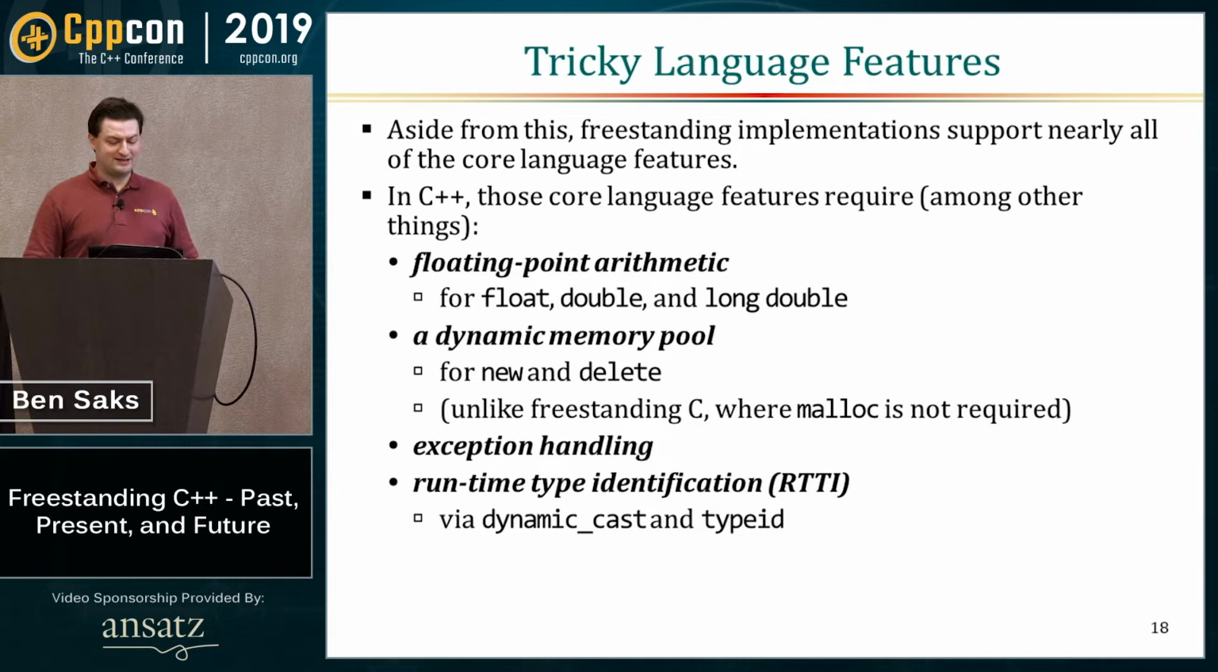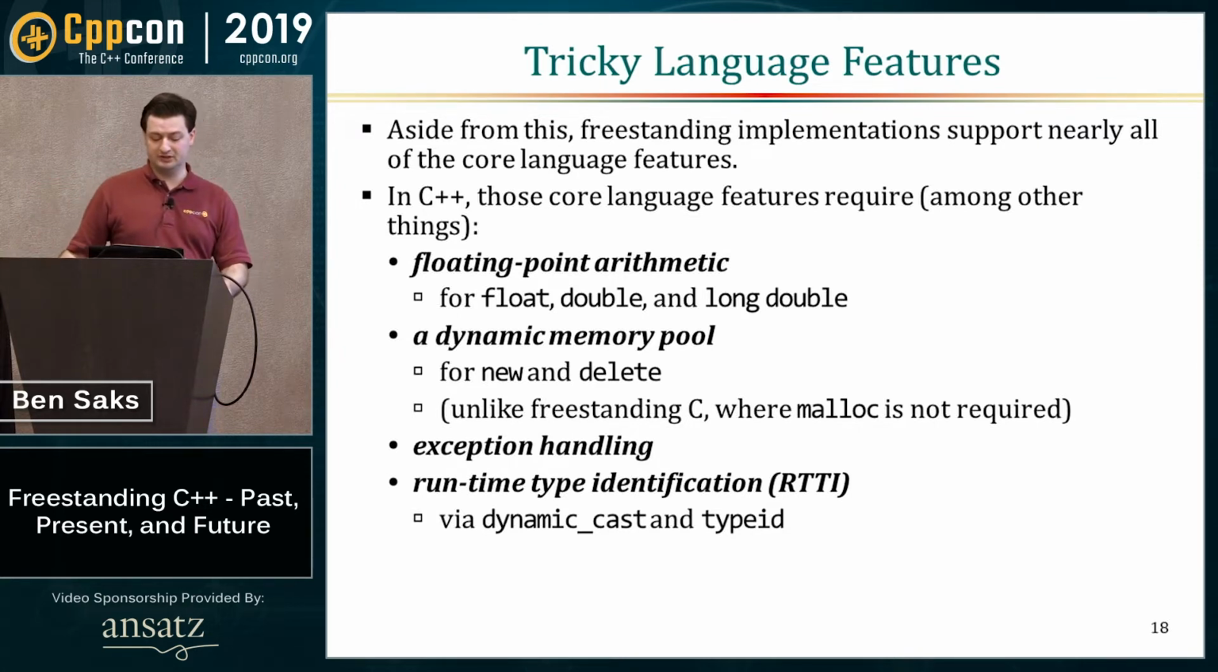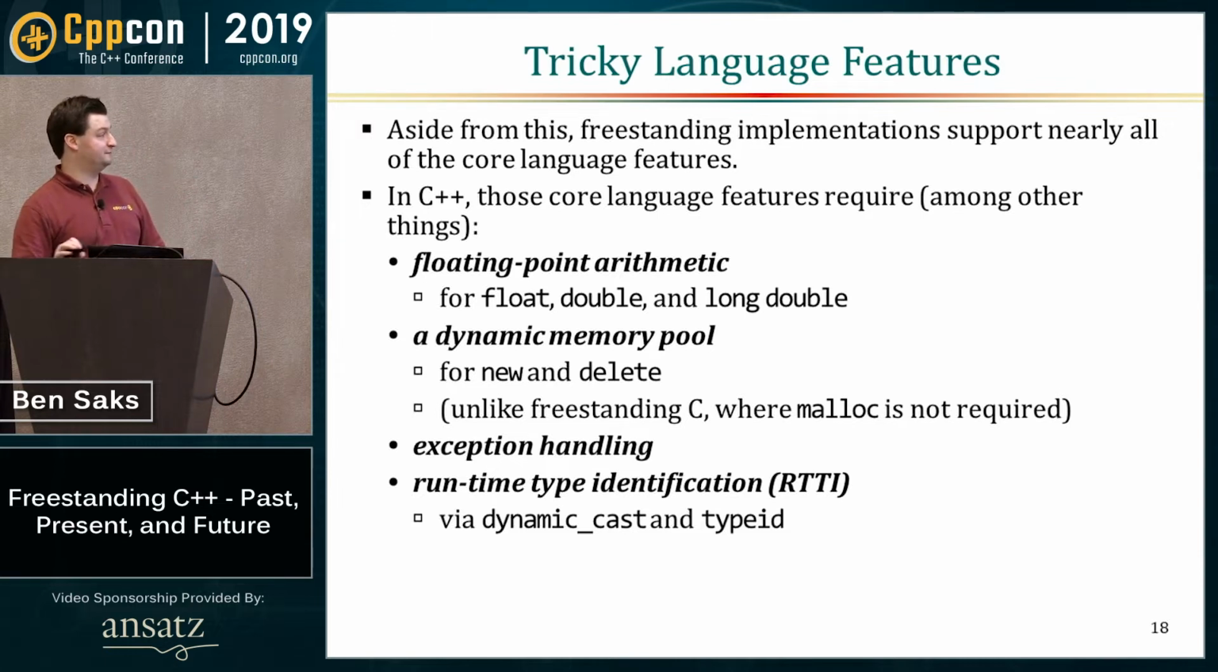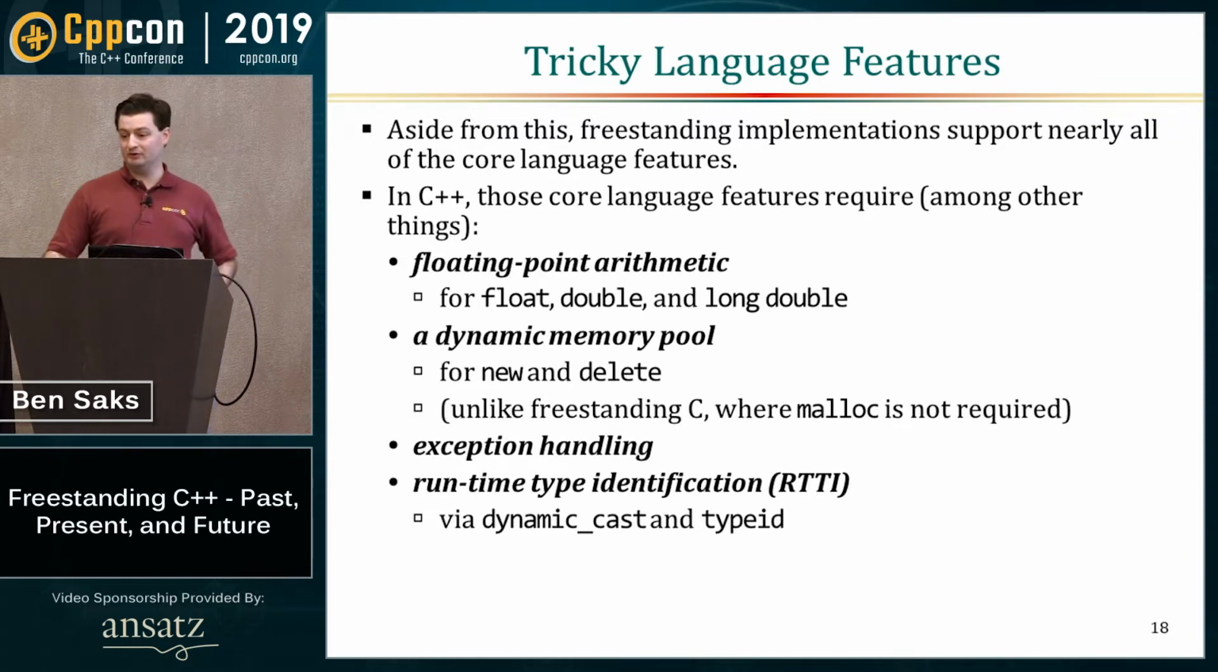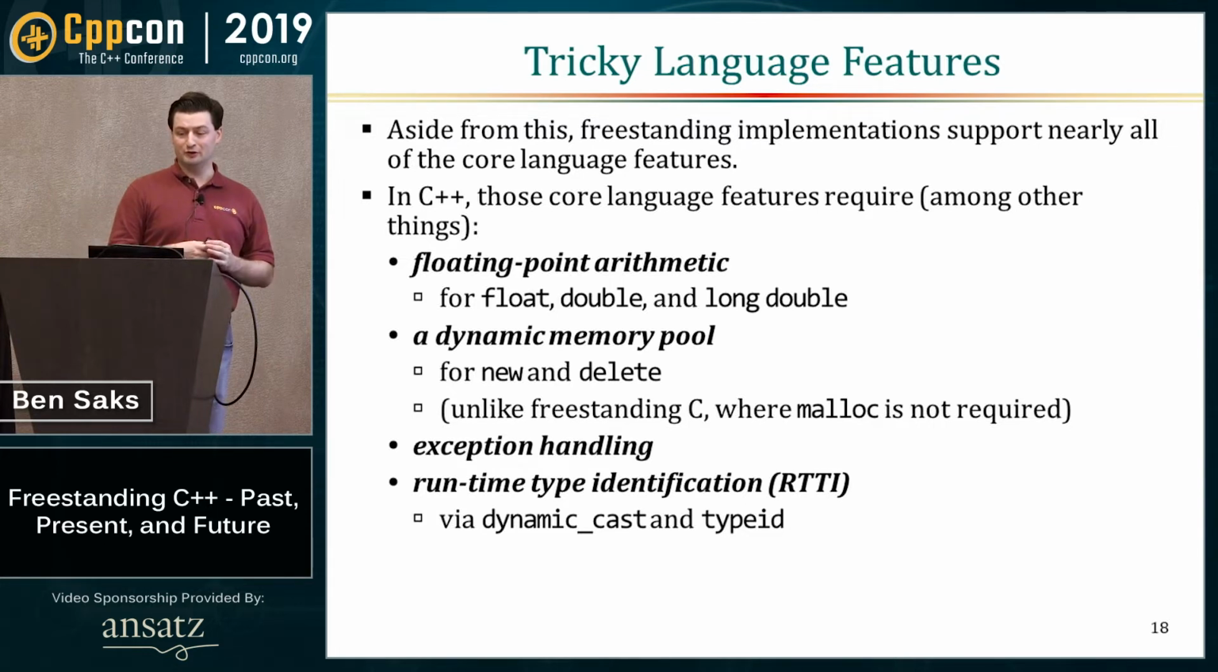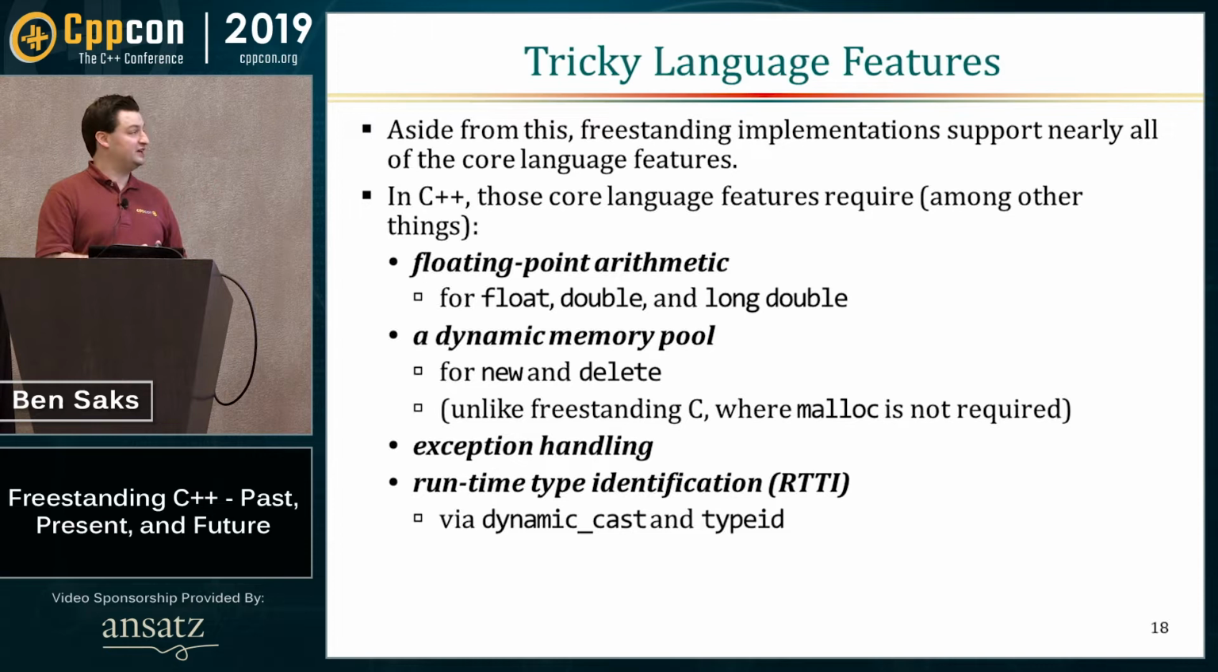Now, aside from that, freestanding implementations of C and C++ provide nearly all the core language features. And in the case of C++ in particular, this includes a number of features that have some fairly significant requirements to them. So floating point arithmetic, float, double and long double are all standard types that you can program with without including any headers. And if you're running on a platform that doesn't have floating point hardware, your language implementation is required to provide some sort of software emulation for that floating point capability.